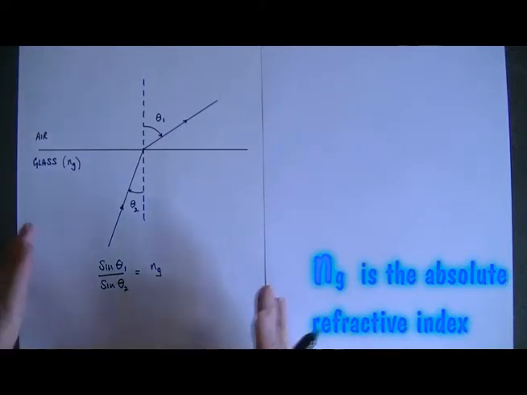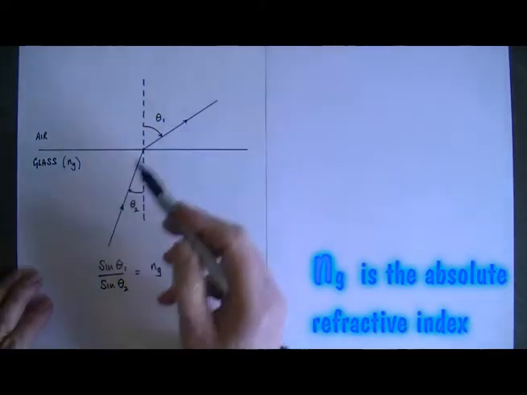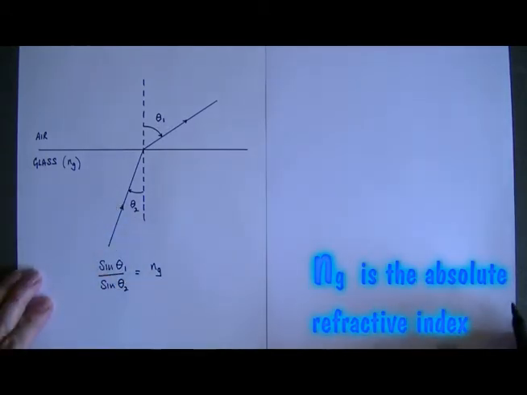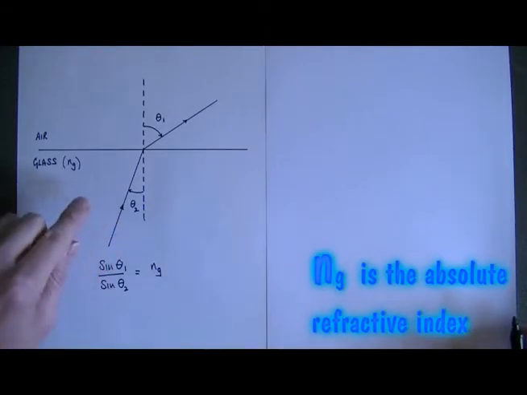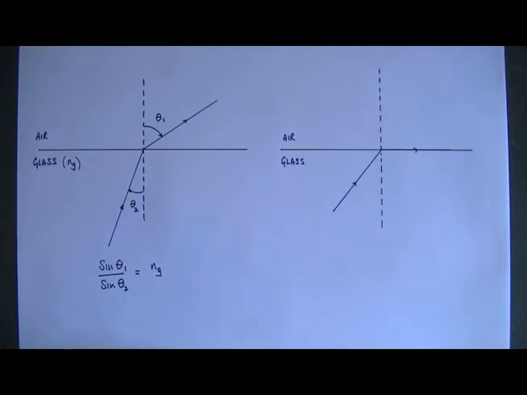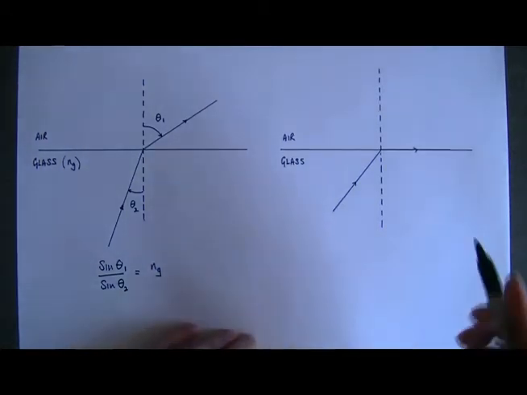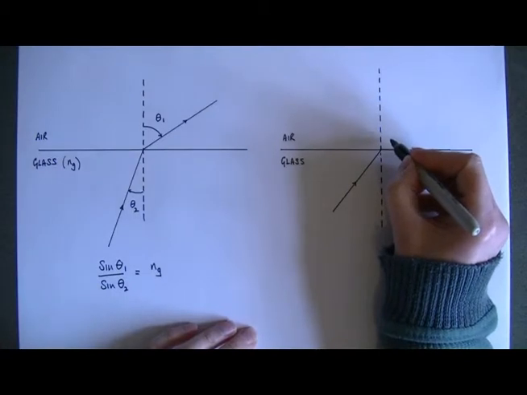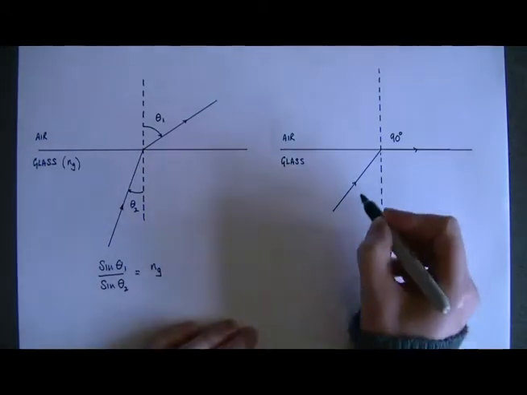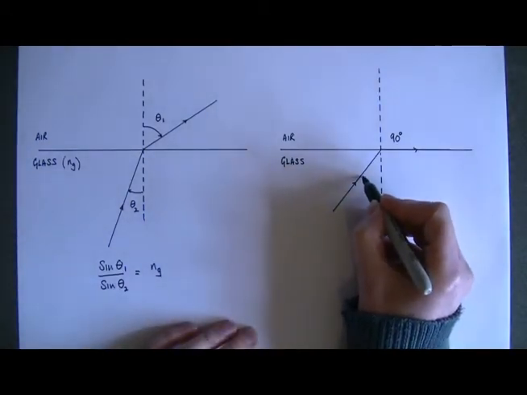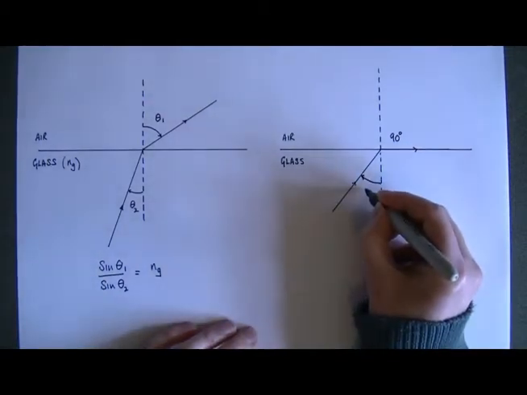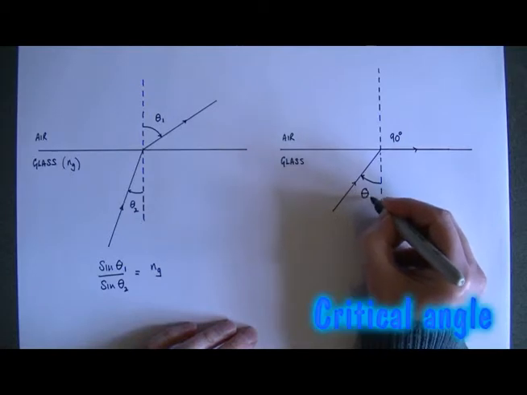Now I want to think about what's going to happen to these angles when I increase angle theta 2. As theta 2 increases, theta 1 is going to increase until we get to this situation where theta 1 has become 90 degrees. And so this angle here, theta 2, has become a special angle which we call the critical angle, so I'm going to call that theta c.